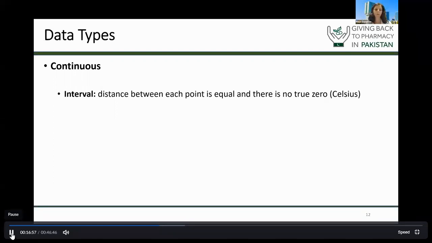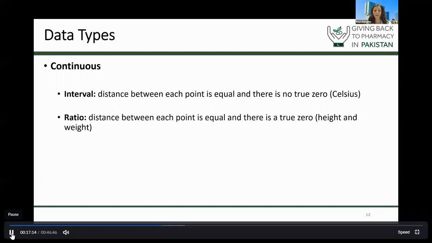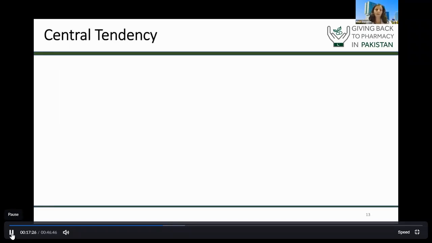So anyway, continuous data could be either an interval, which is where the distance between each point is equal between the two consecutive points, and there is no true zero, like Celsius or Fahrenheit. Maybe actually Fahrenheit is a better example. And the ratio is where the distance between each point is equal, but there is a true zero, like height and weight. No one's height is in the minus, right? Or weight.